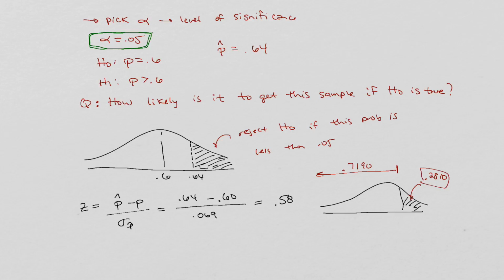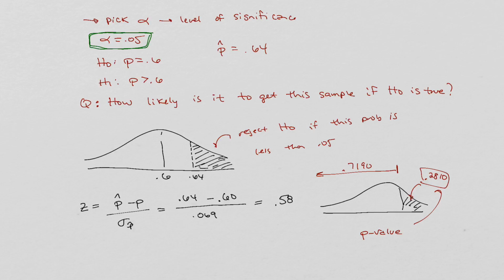So this number right here, that's called the probability value, or the p-value. This says that the probability that that sample would happen, given that the null hypothesis is true, is 0.28, which means it would happen 28% of the time, right? Which is way bigger than alpha, right?